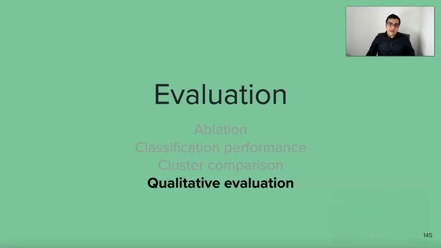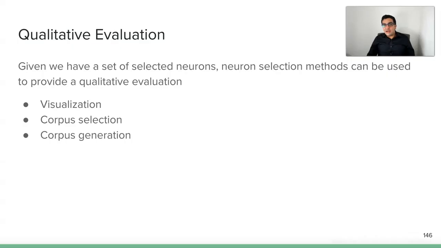And finally, let's look at the general class of qualitative evaluation methods. We have actually already seen several of these techniques, like visualization and corpus selection, that were used to manually identify important neurons. So over there, we started with all neurons in the network and shortlisted them based on these methods. In the case of evaluation, we already have a ranking, or we already have a small subset of selected neurons. And so what we can do is visualize or perform corpus selection specifically on these selected or top neurons. This is much more feasible in this case because the number of neurons of interest has been significantly reduced to a manageable set.